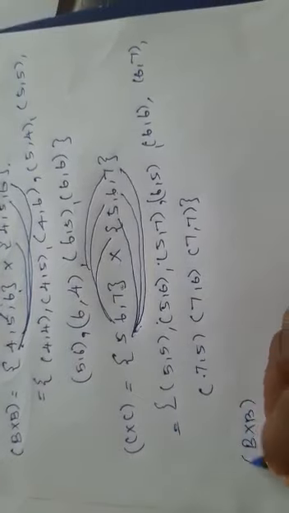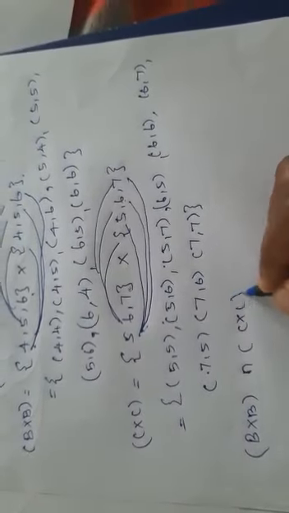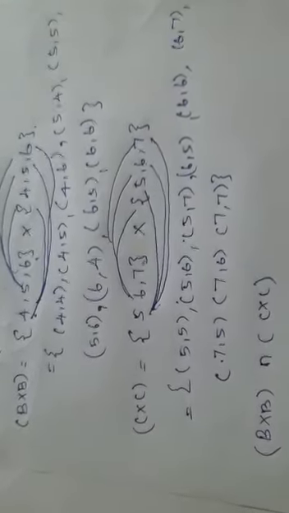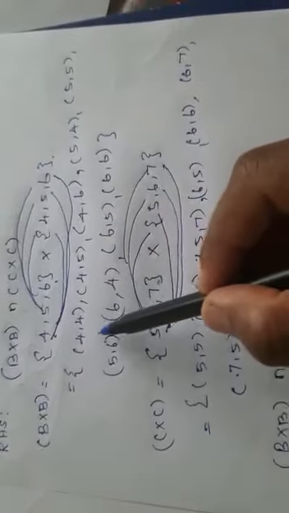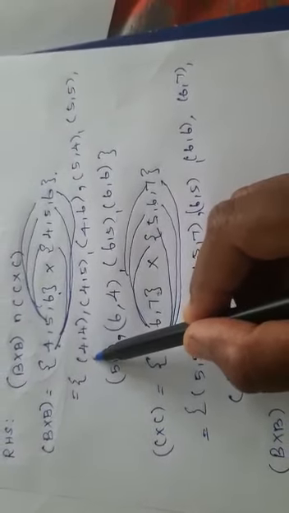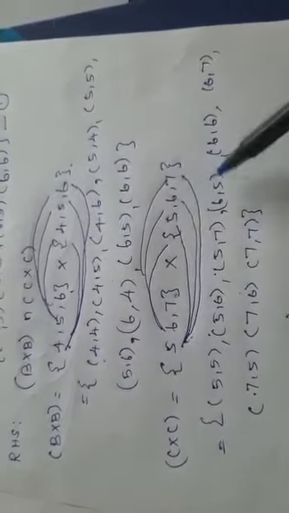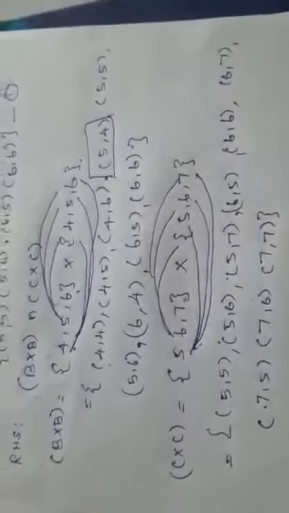Now in the RHS part, you have found what B cross B is and what C cross C is. Now you need to find B cross B intersection C cross C. Intersection is nothing but writing the common elements in B cross B and C cross C. Now first take B cross B. What is the first element? (4,4). Check whether you have any (4,4) here. No. Next (4,5). Check it in C cross C. You don't have it. Similarly (4,6), you don't have it here.